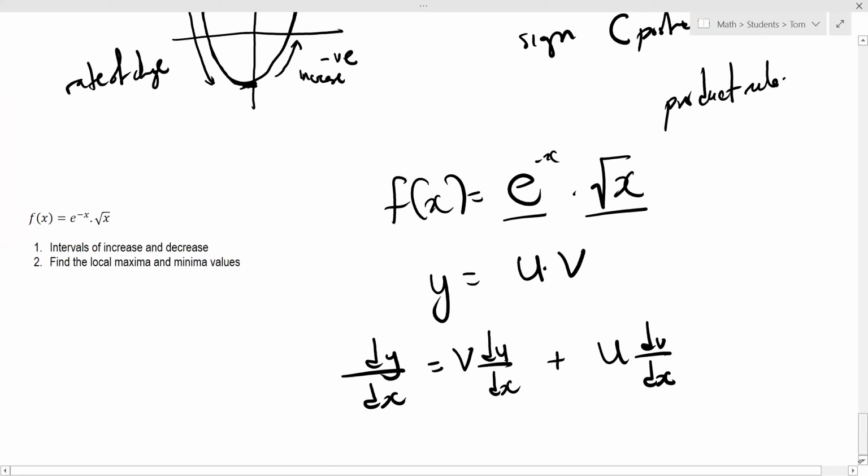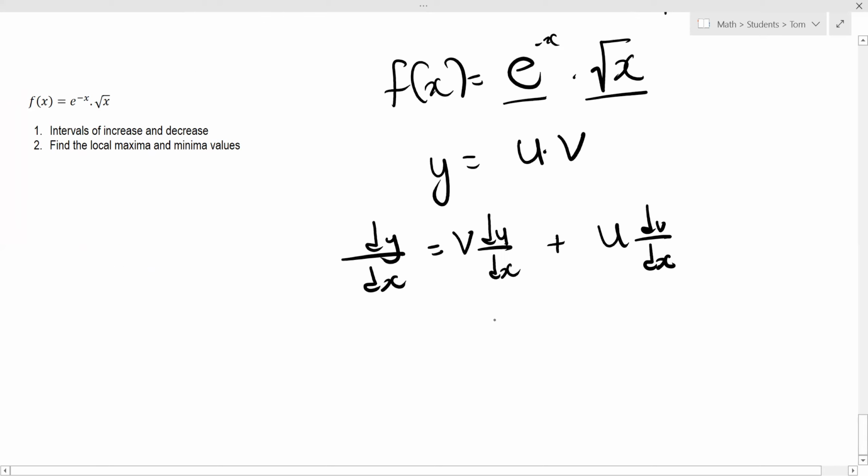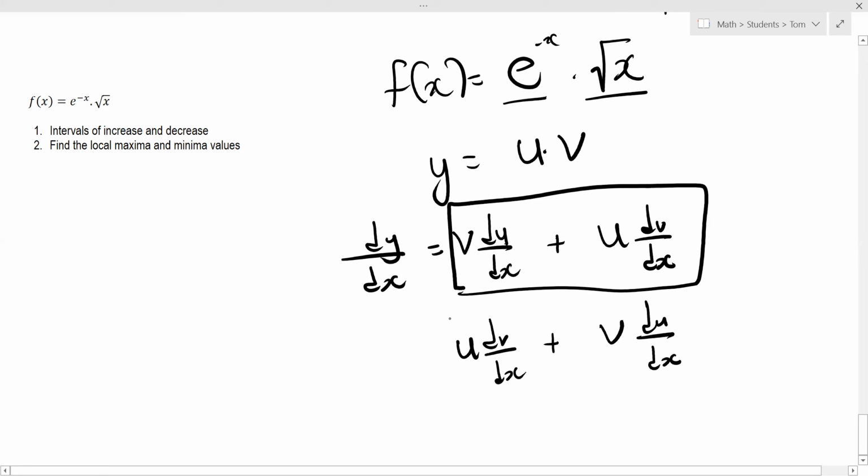Although some books or some other sites write it as u dv dx plus v du dx. I prefer writing it this way because it allows me to remember the quotient rule too. But here we're using the product rule.